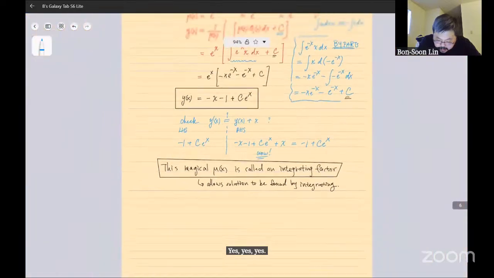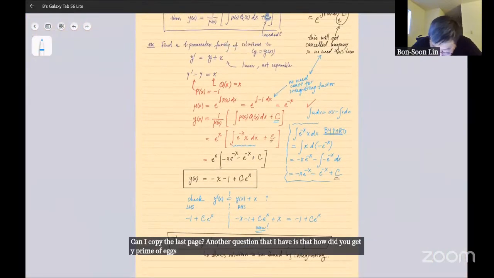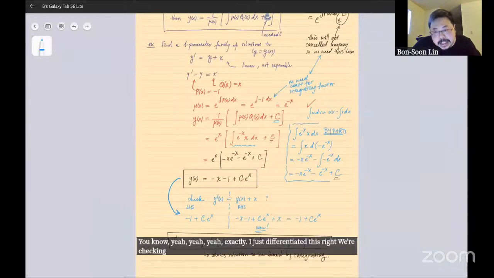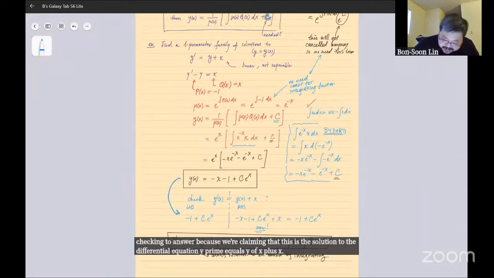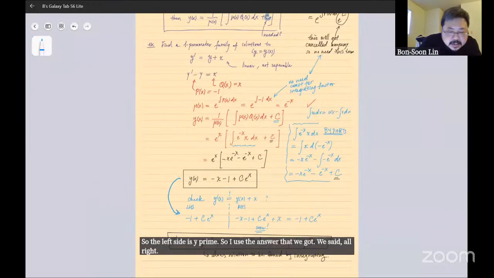Another question that I have is, how did you get y prime of x? Like, do you just differentiate the y of x that we found? Yeah, exactly. I just differentiated this, right? Yes. We're checking the answer because we're claiming that this is the solution to the differential equation y prime equals y of x plus x. So the left side is y prime. So I use the answer that we got. We say, all right, I claim y is this. So let's take the derivative. We got -1 plus c e to the x.